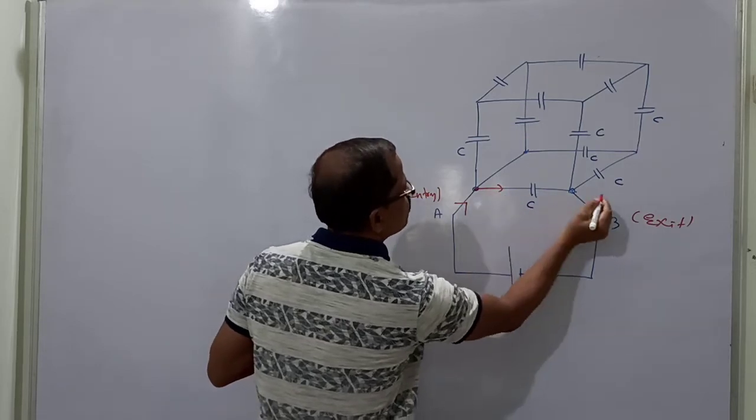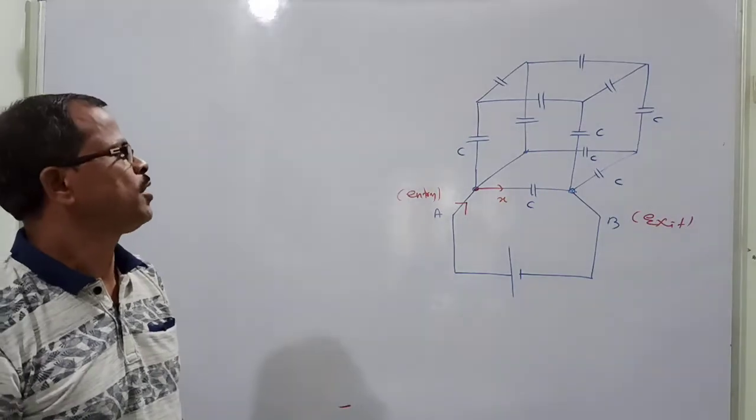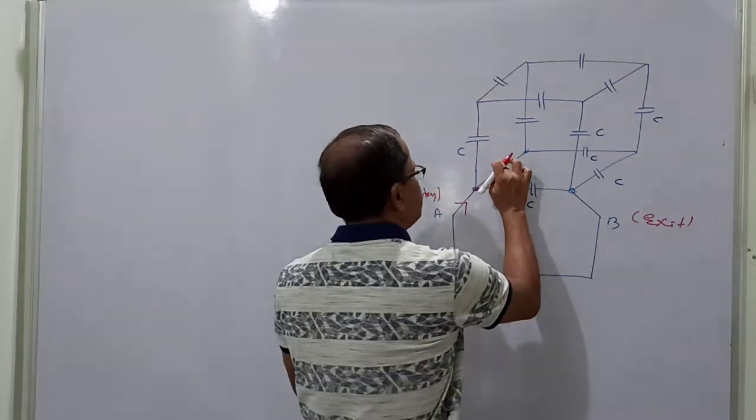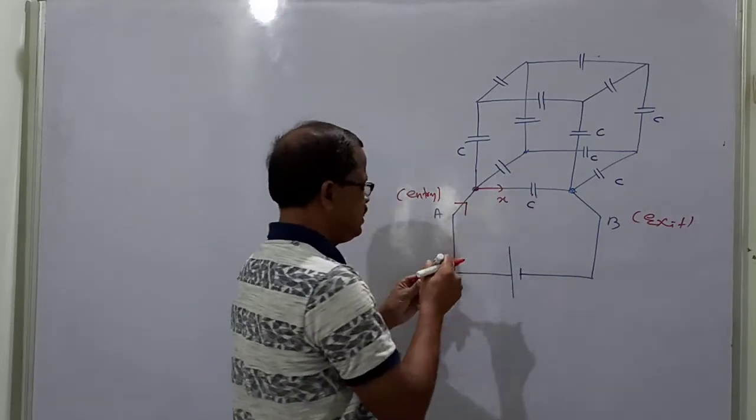Yes, this is only one path. Let the charge be x. This is only one path, charge is x. Now along this path there is a capacitor. I have not shown it here, but there is a capacitor.